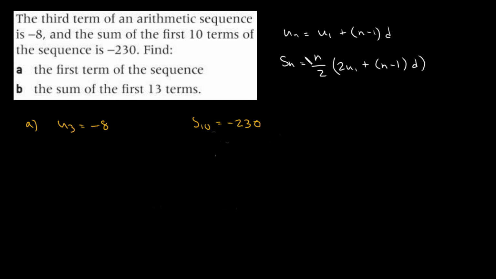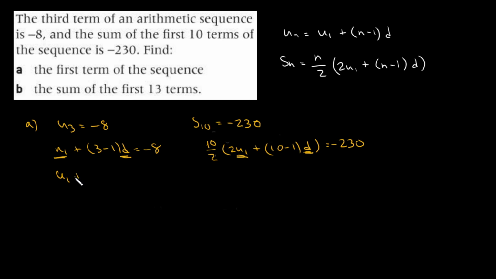And if we do that, according to these formulas, then you'll get u1 plus 3 minus 1 times d is equal to minus 8. And the same thing here. So now we're given these more elaborate equations. And from this, we can tell that we have two variables and we have two equations. So basically, we can solve for both the variables. So if we simplify both sides a little bit so it makes it easier to see, it becomes u1 plus 2d is equal to minus 8.